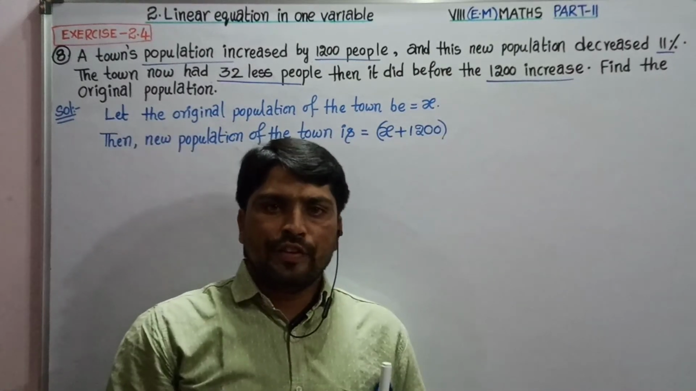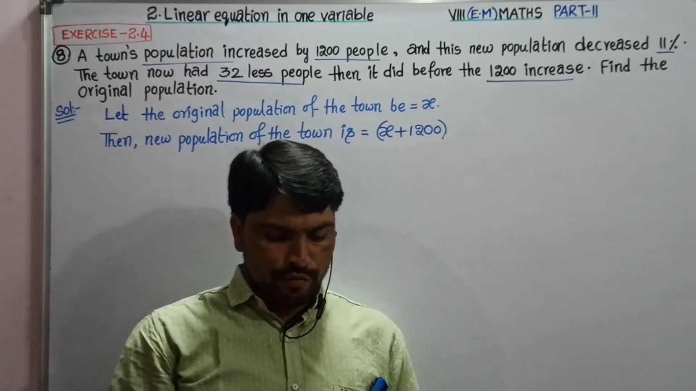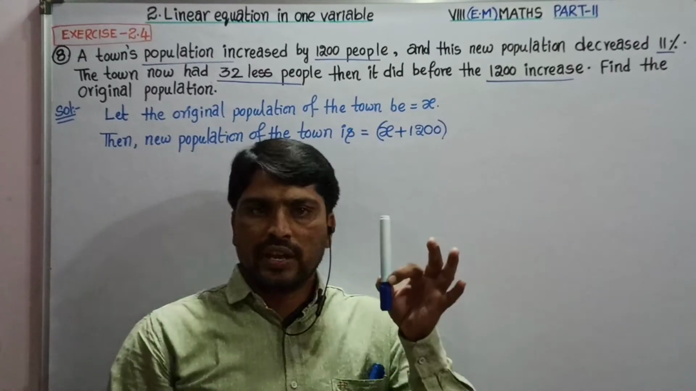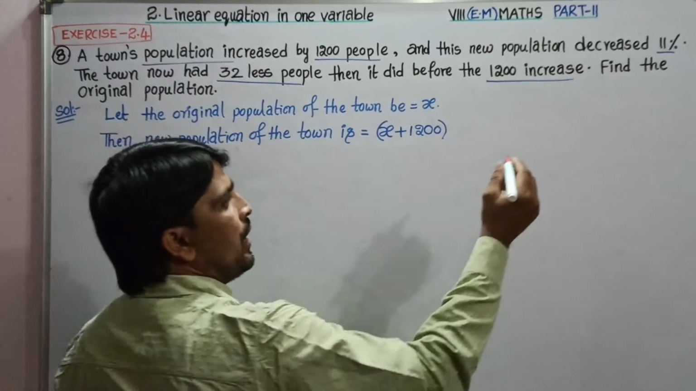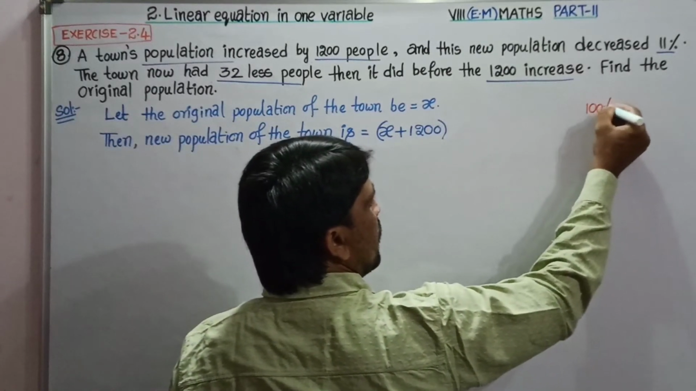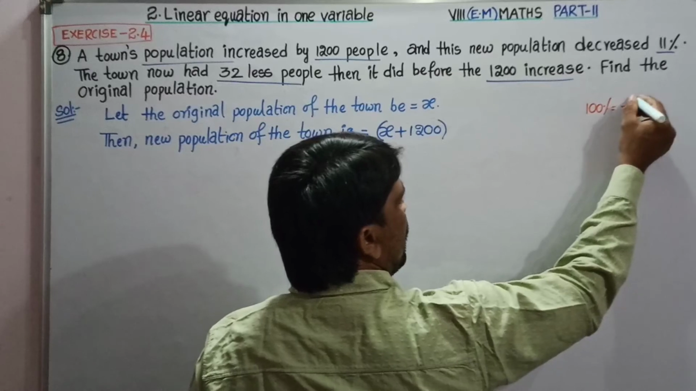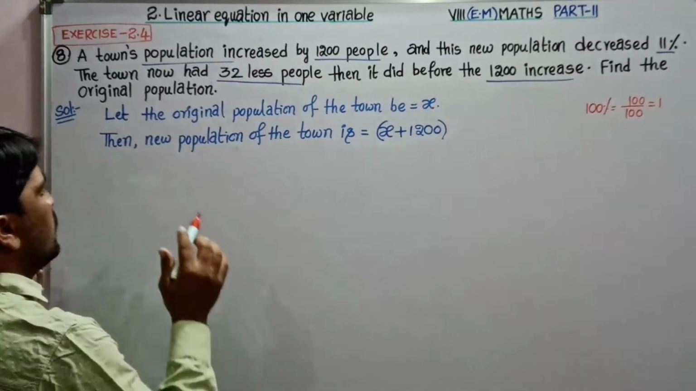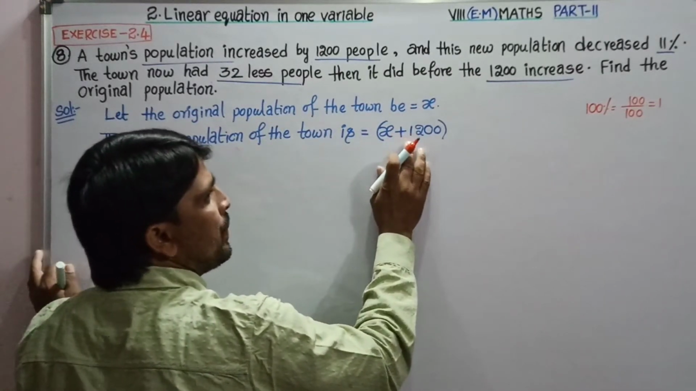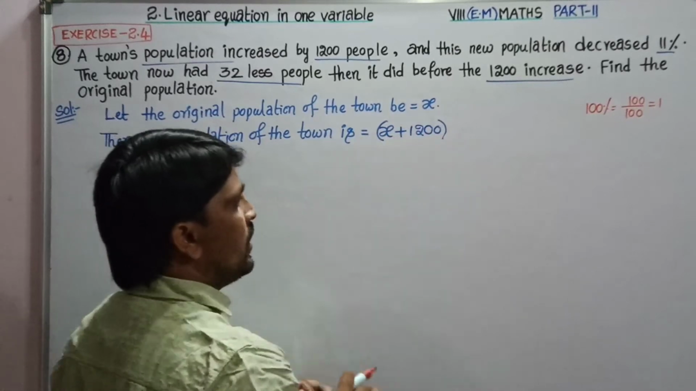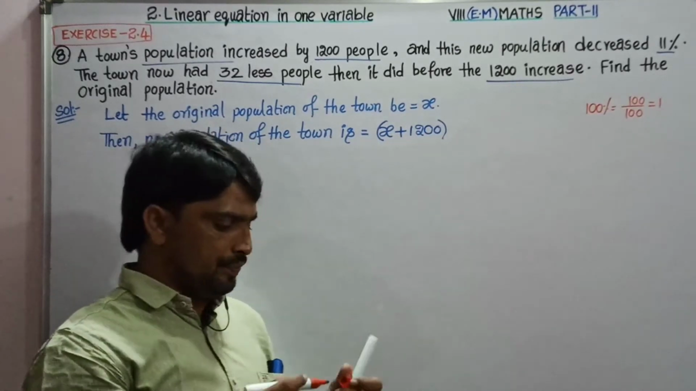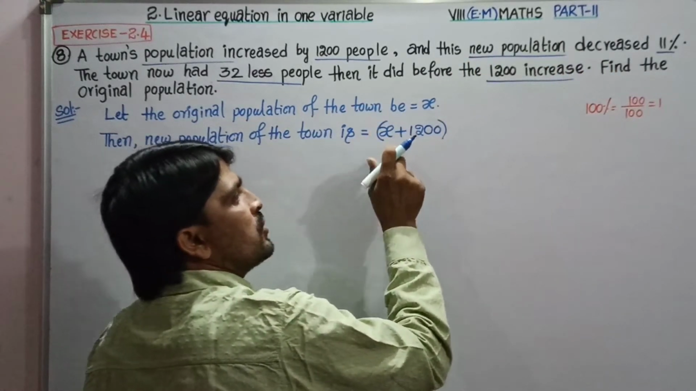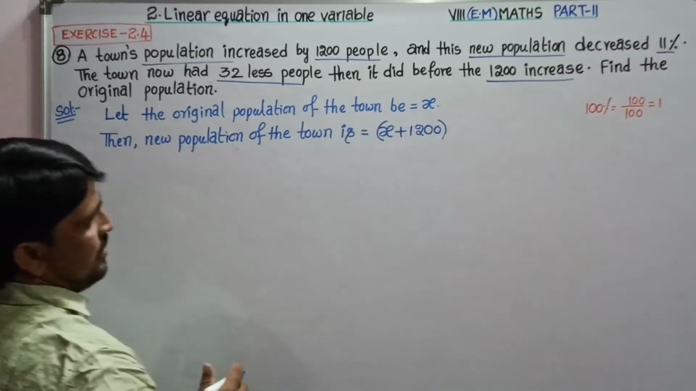We know that everything itself is 100%. For example, the length of this marker is taken as 100%. Since 100% is nothing but 100 by 100, that is 1, we can assume that the new population of the town will be 100%. That is, x plus 1200 is 100% of the new population of the town. Now this new population, this 100%, decreased by 11%.